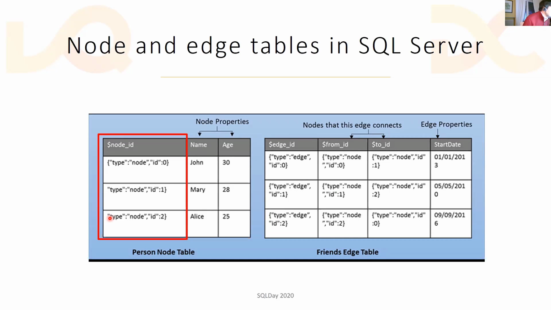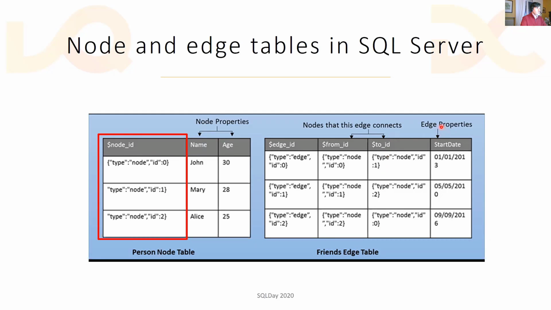Maybe the picture can help you understand better. Here is the person table. In this person table, by design, a node ID is created and every node has an ID.